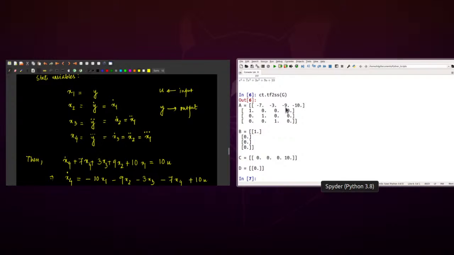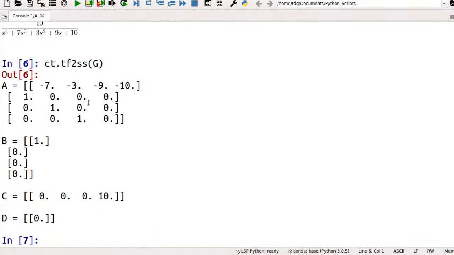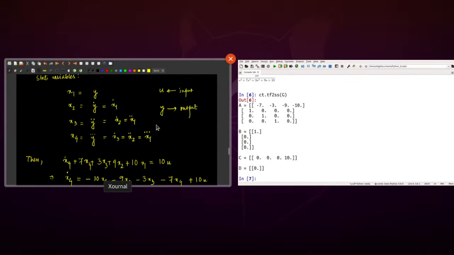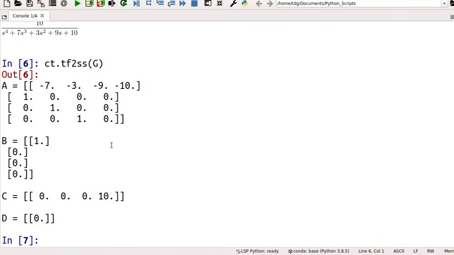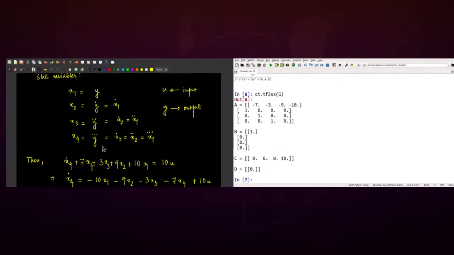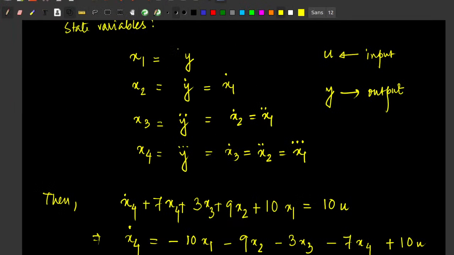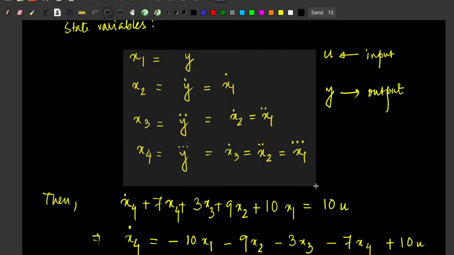No. Also, someone is saying the last row has been taken to the first one. No. There is also a reversal here. Okay, so the way Python is doing it here is that it is assuming x4 is equal to y. So for the Python module that we are assuming, it is assuming x4 to be equal to y, x3 to be equal to x4 dot.